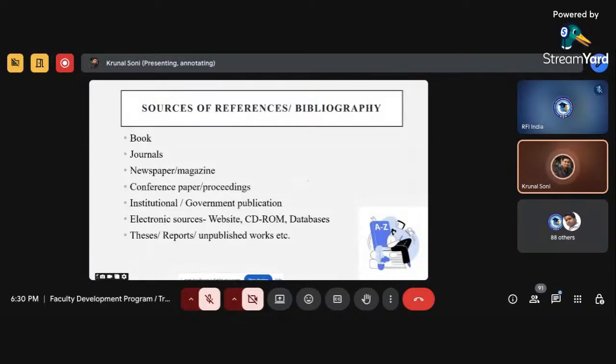There are various sources from where we get references and bibliography. It could be books, either theoretical or from a research point of view, and journals where research papers have been published. You can also refer to newspapers and magazines, conference papers and proceedings, institutional and government publications, a few electronic resources like websites, CD-ROMs, and databases, and a few thesis reports and unpublished works also.